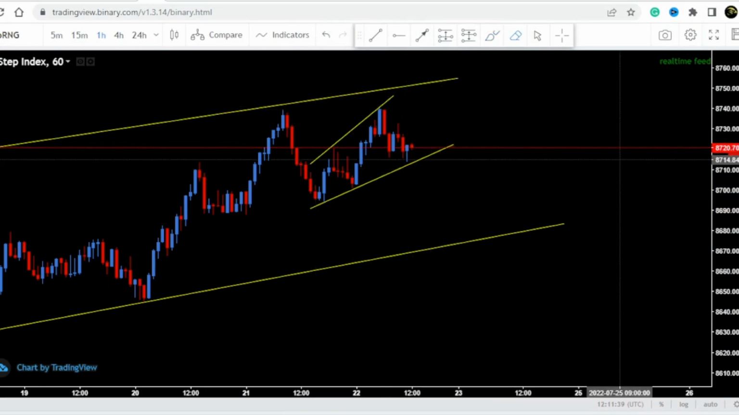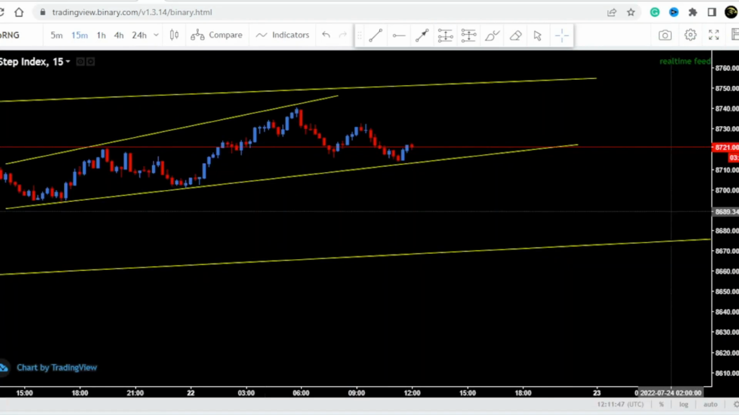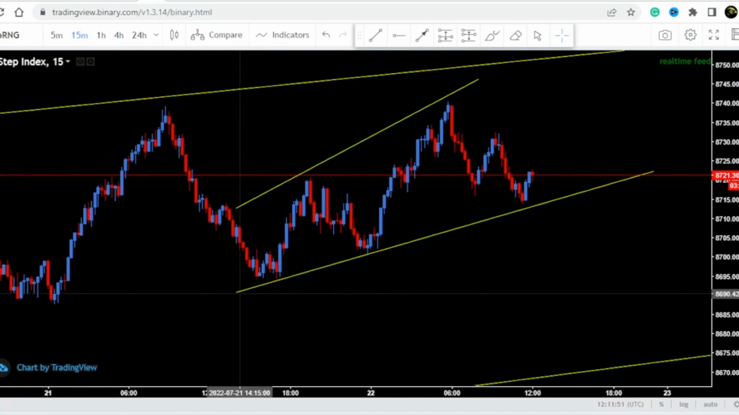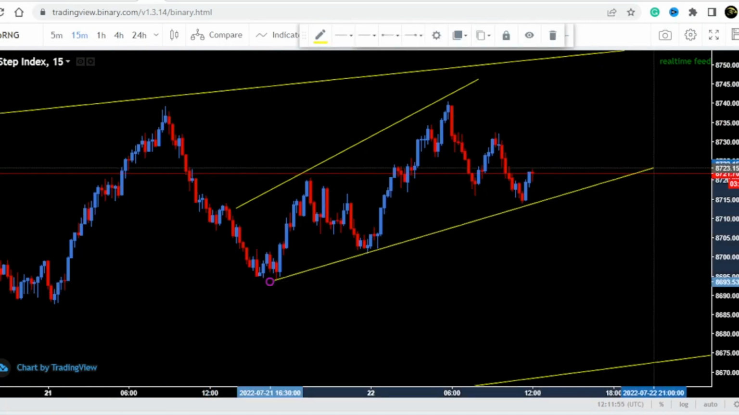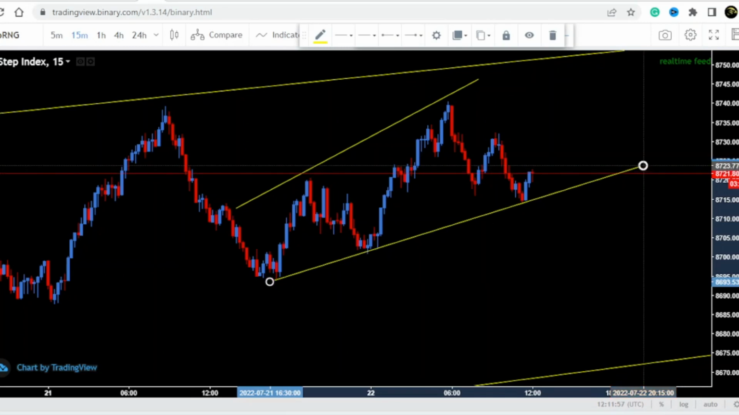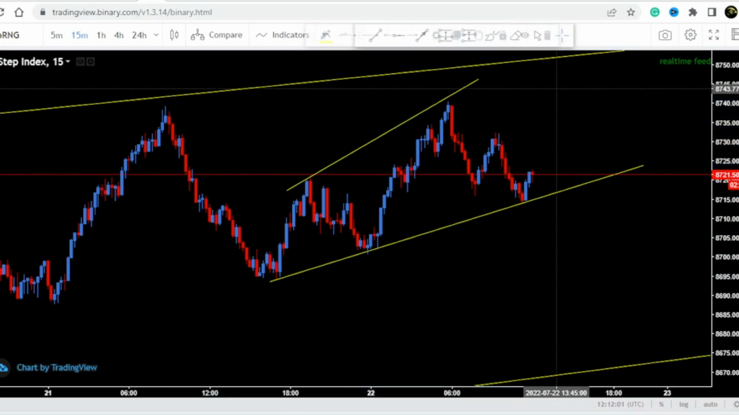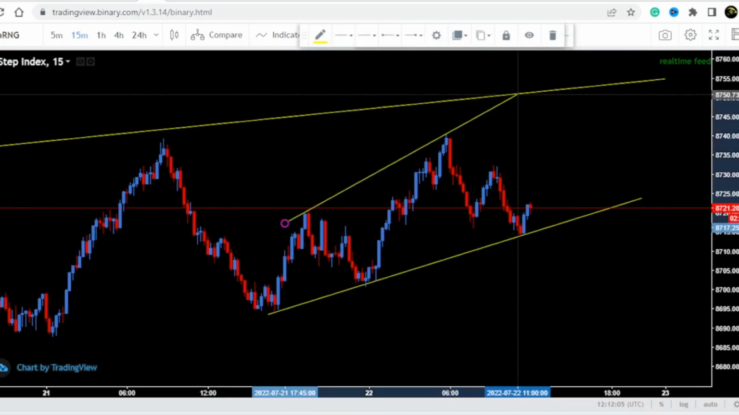Let me take this one out. Let's go down further to the 15 minutes time frame and see if these things will be clear. Yeah, so you can see it's almost like an expanding structure. Okay, you can see it's actually an expanding structure over here. We had a touch over there, and also we had another touch over here.